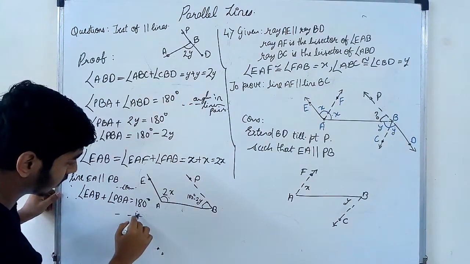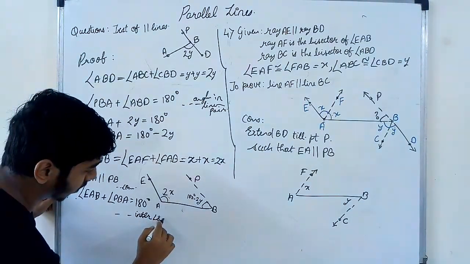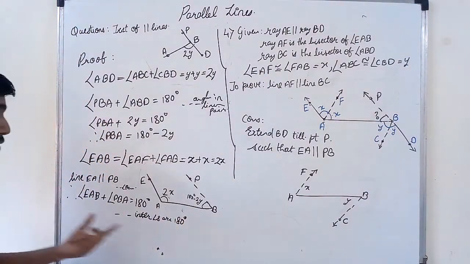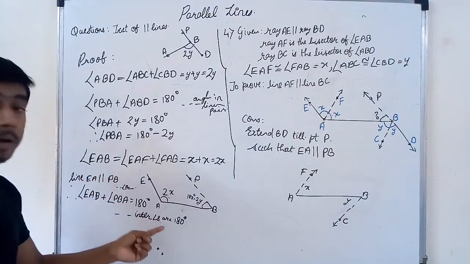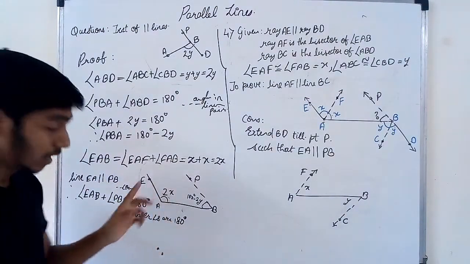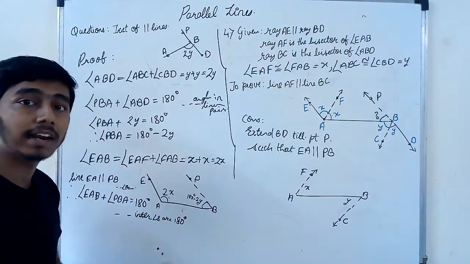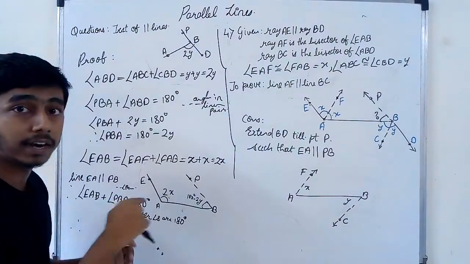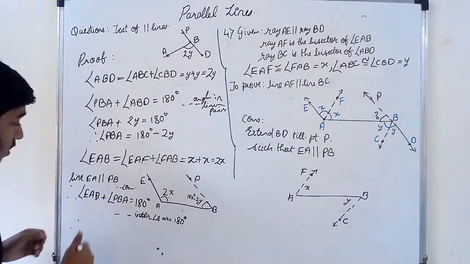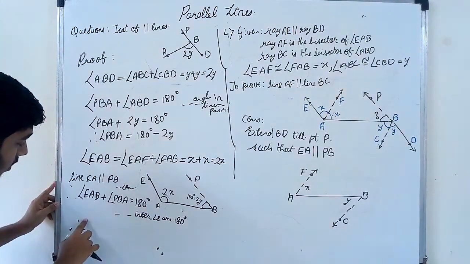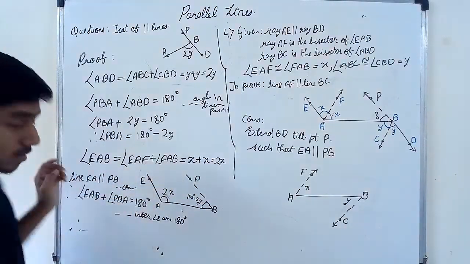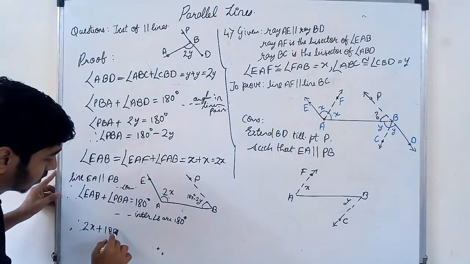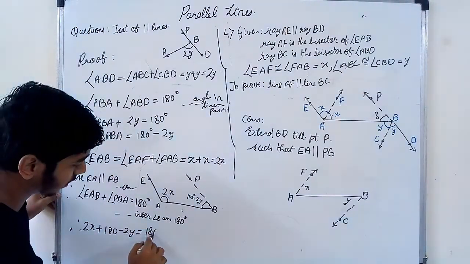What is it? Interior angles are supplementary, or interior angles theorem. Or you can write the theorem itself, that if two lines are parallel and there is a transversal, then the sum of the interior angles is supplementary. So you can write the theorem statement itself. There is no hard and fast rule for writing what the reason should be. Therefore, EAB is 2x, so just substitute now. 2x plus PBA, which is 180 minus 2y, equal to 180.